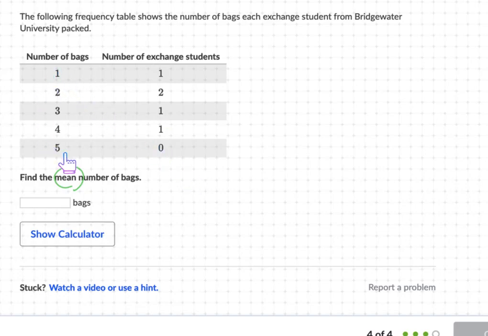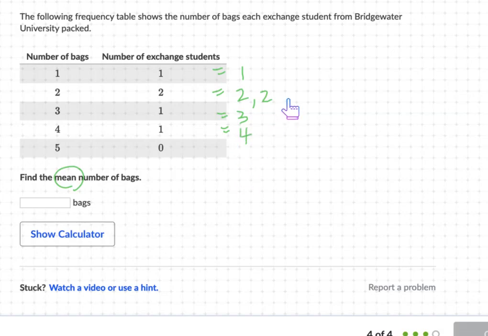Mean number of bags. So we're talking about bags. So this actually means 1 bag, 1 student with 1 bag. 2 students with 2 bags. This is actually 2 and 2. 3 students with 1 bag is 3. 1 student with 4 bags is 4.